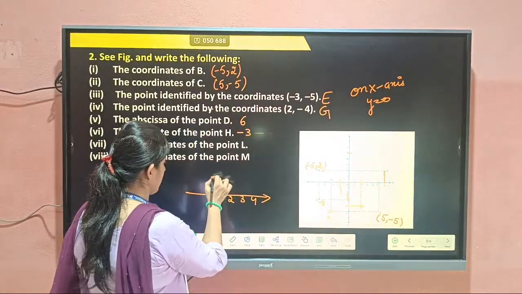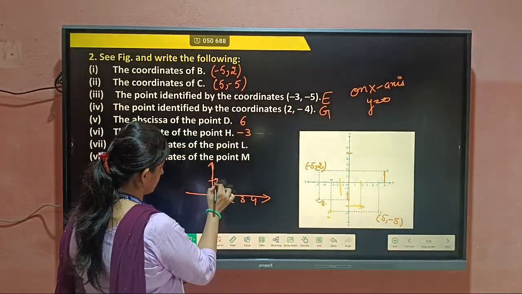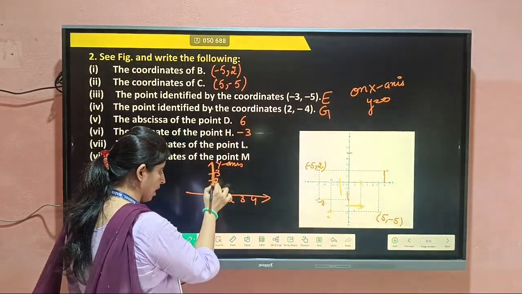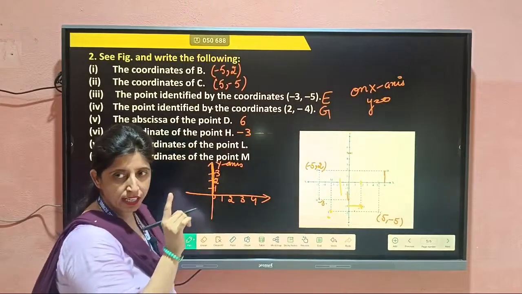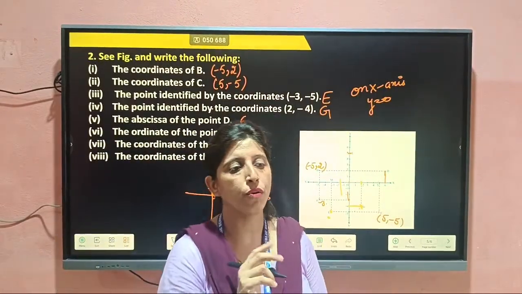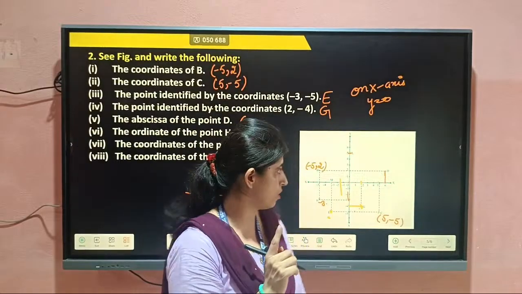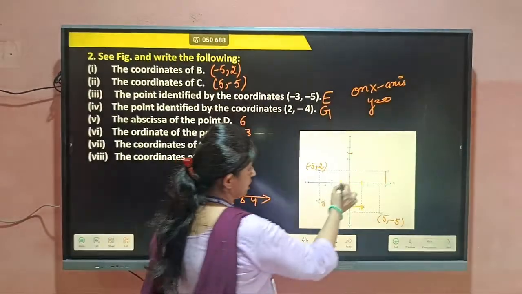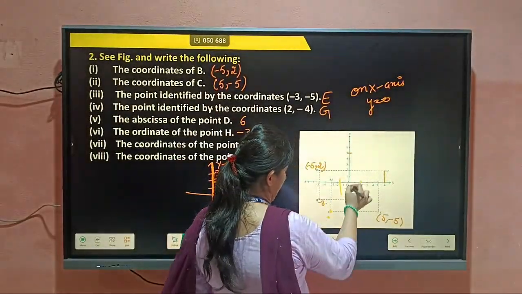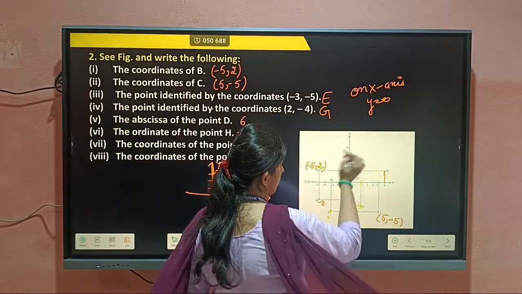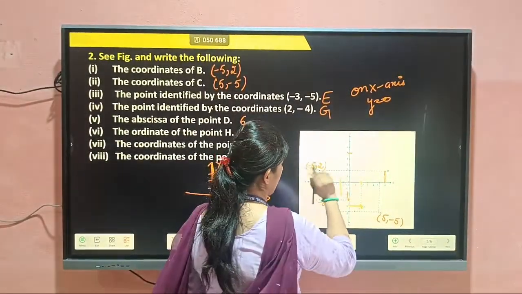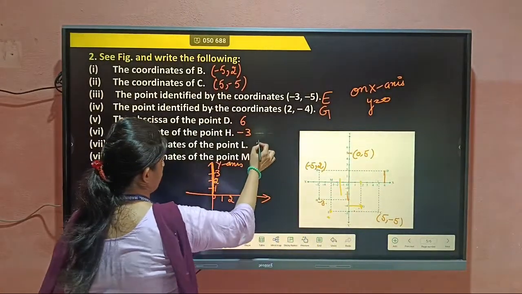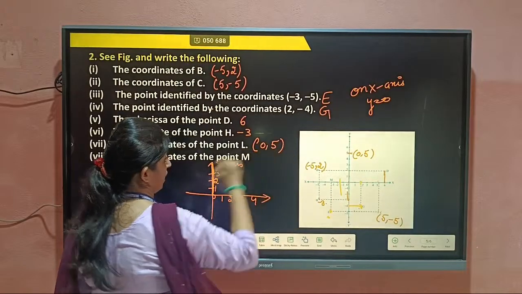Right? In the same way, this is the y-axis. So x is 0 on this line. Always, on the y-axis the x coordinate is 0, and on the x-axis the y coordinate is 0. Right? So for the point L, which is on the y-axis at 5, the abscissa is 0 and the ordinate is 5. So the coordinates of L are 0, 5. Okay?